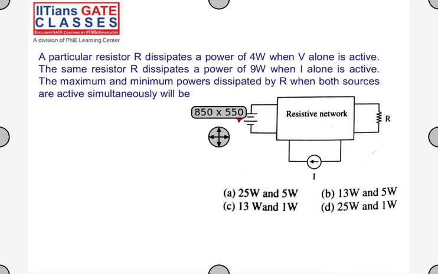Everyone look at the screens. Maximum and minimum powers, because when both are acting, they can be aiding or they can be opposing. Individually there is 4 watts by the voltage source and 9 watts by the current source. Again, I told you, I can't directly add the powers when I use the superposition theorem. So I have to convert the powers into voltages or currents. I can do it with voltages or currents, and I'm doing it with currents. If you want, I'll do it with voltages also. Okay, considering the voltage source.